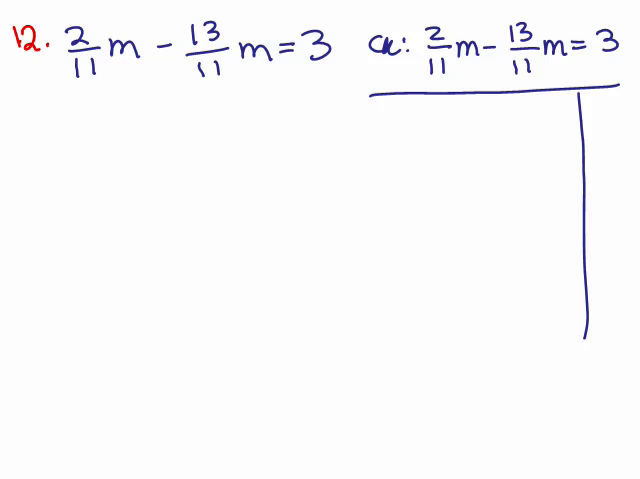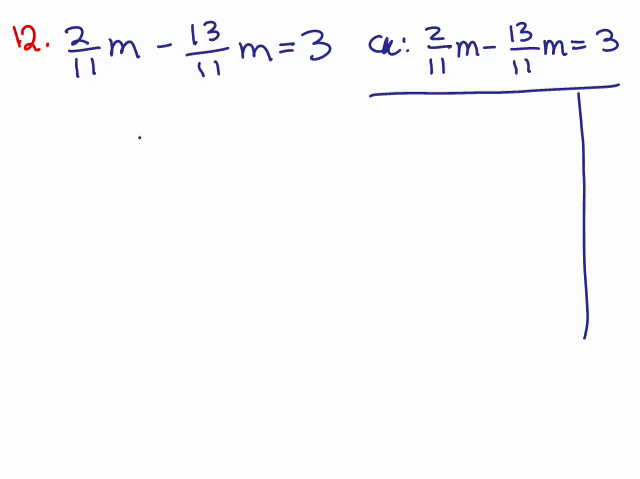All right, here's another problem that has fractions. And again, you could do the problem by multiplying both sides by the least common denominator to eliminate fractions. But I'm not going to do that because these already have a common denominator, so subtracting really isn't so bad. We have 2/11 minus 13/11 for the coefficients.